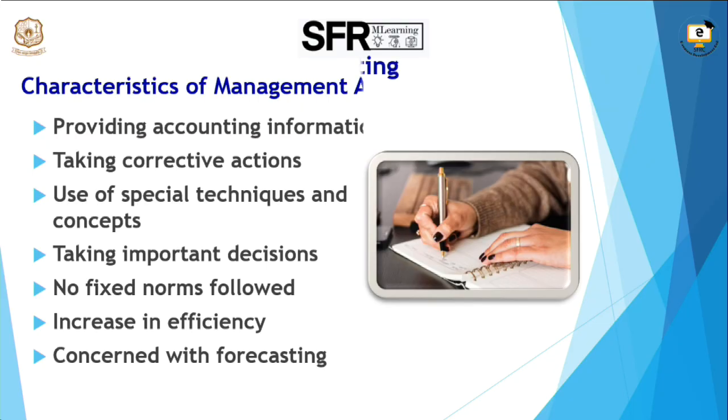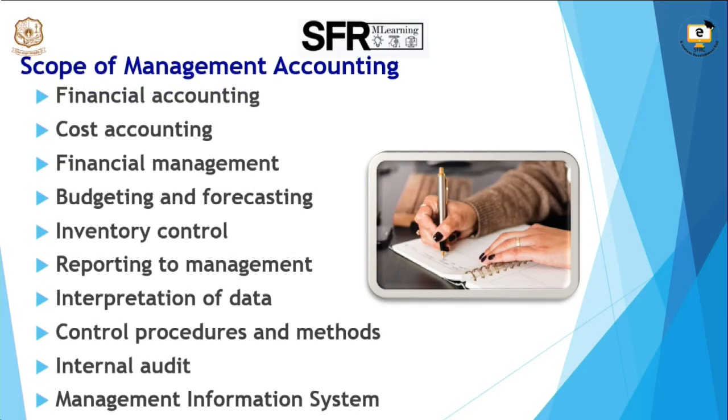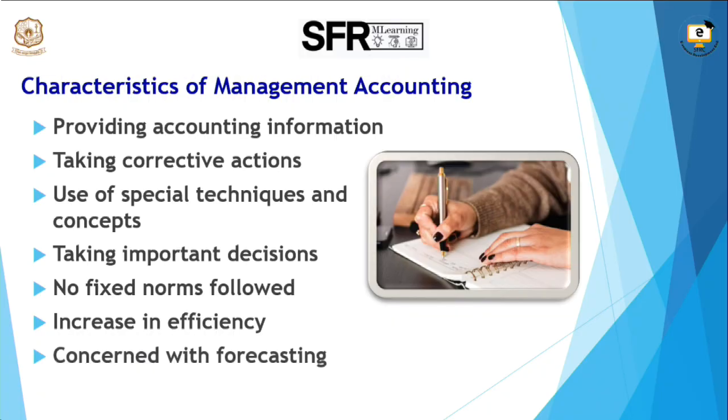Then the third characteristic is use of special techniques and concepts. The major techniques used include financial planning, analysis, standard costing, budgetary control and marginal costing. So these are all the tools we have to apply for controlling and reducing the cost and for decision purposes also. Then taking important decisions. Management accounting helps in taking various important decisions, like make or buy decisions, and accepting a foreign order or not. So this is helpful to take important decisions at the correct time.